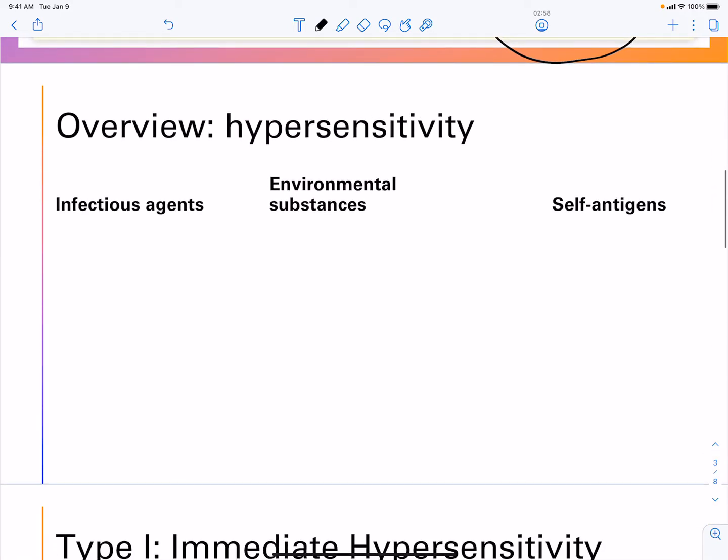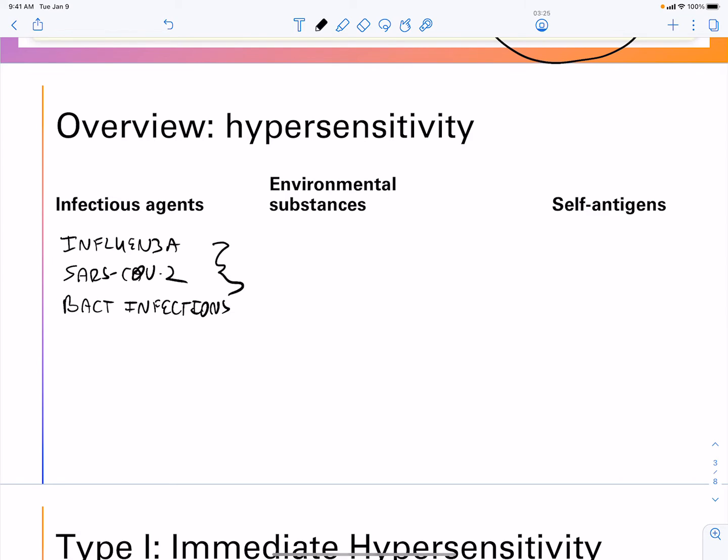So an overview of hypersensitivity, again, we have these three antigens. With respect to your infectious agents, you have things like influenza, you have SARS-CoV-2, you have bacterial infections, and these can all sort of relate to what's called the cytokine storm. And you also have hepatitis B, which can be an overreaction. And then we have our streptococcus, which is going to lead to a post-strep glomerulonephritis, which is an immune complex disease.